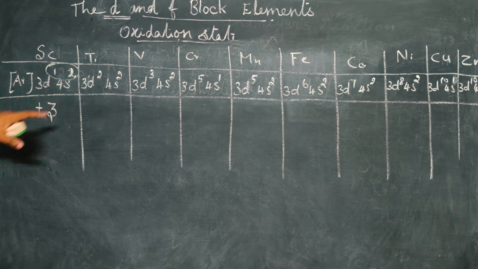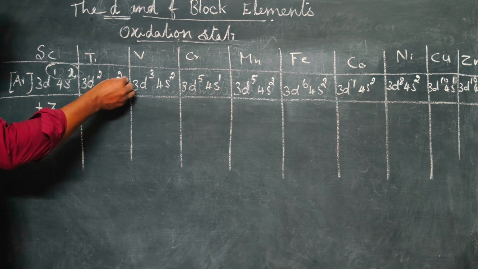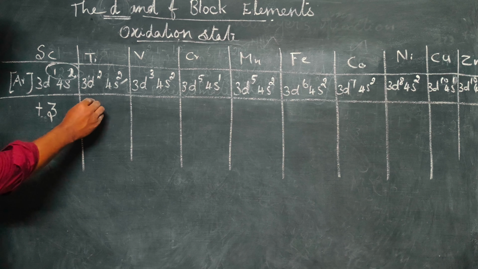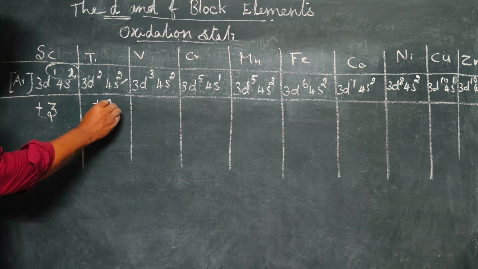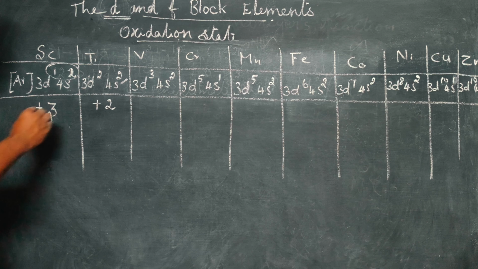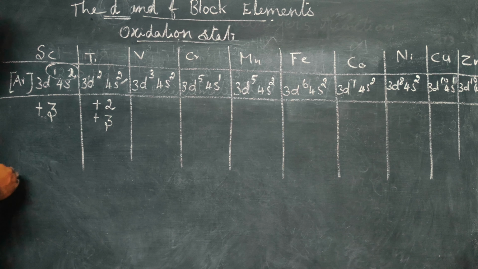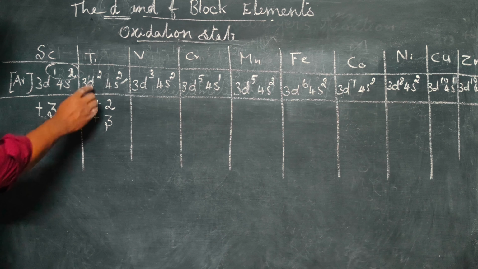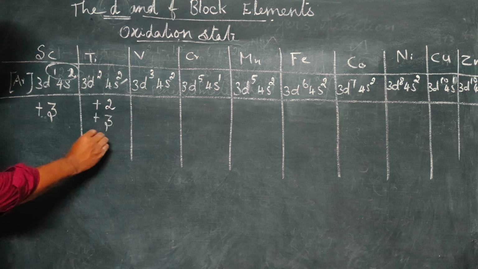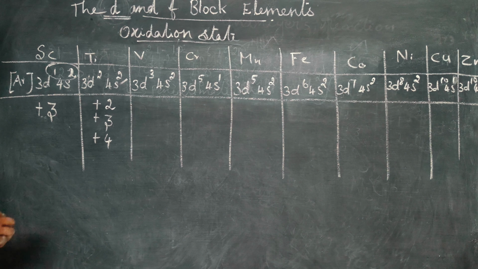Titanium loses the 2 electrons from the s orbital, and at that time it attains the +2 oxidation state. Then one more electron from the d orbital gives the +3 oxidation state. When it loses 4 electrons, it gets the +4 oxidation state.